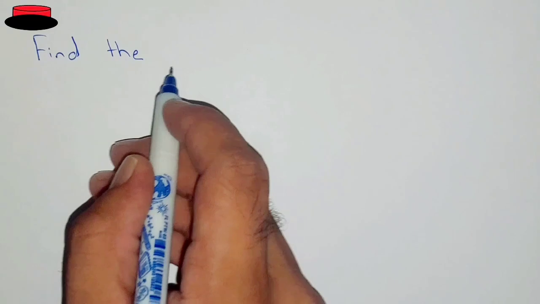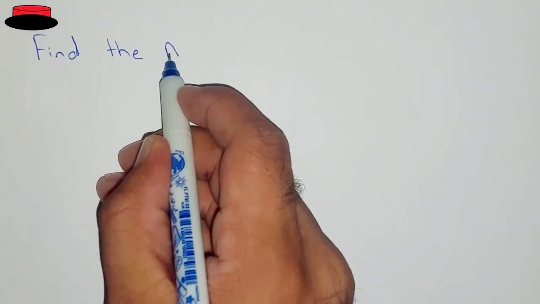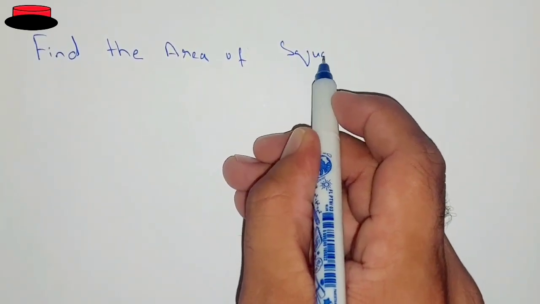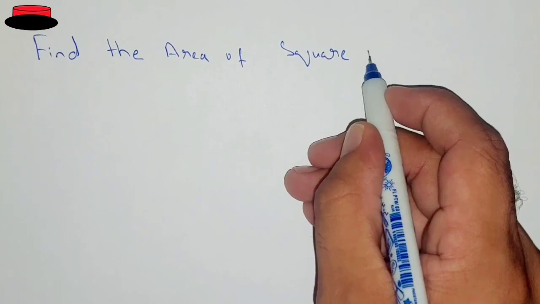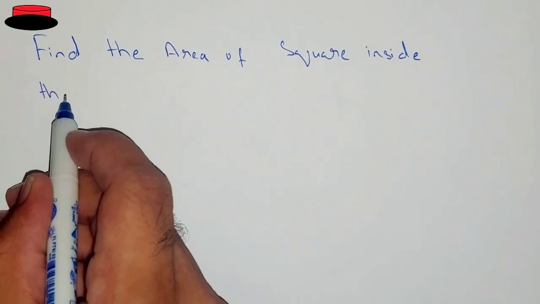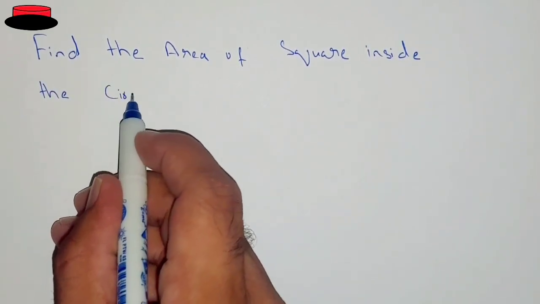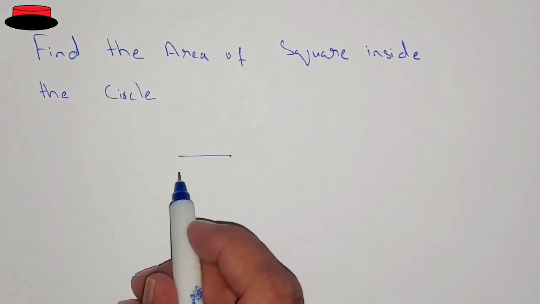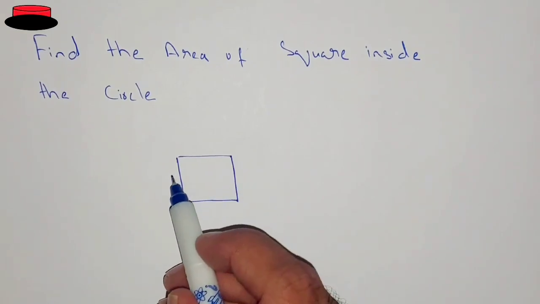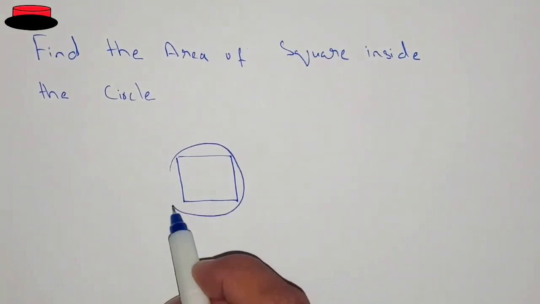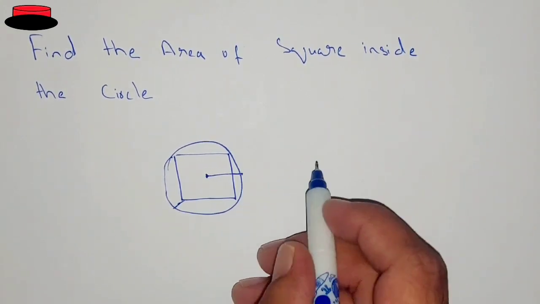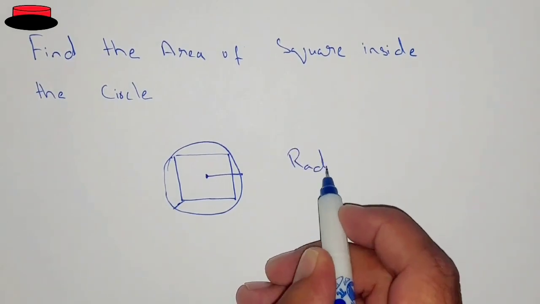In this video we are going to find out the area of the square inscribed in a circle. So let's suppose this is the square and there is a circle around it touching all the four corners, and the radius of the circle is 4 centimeters.